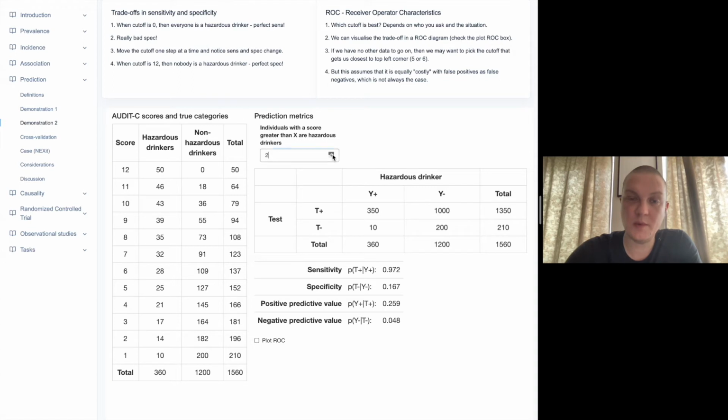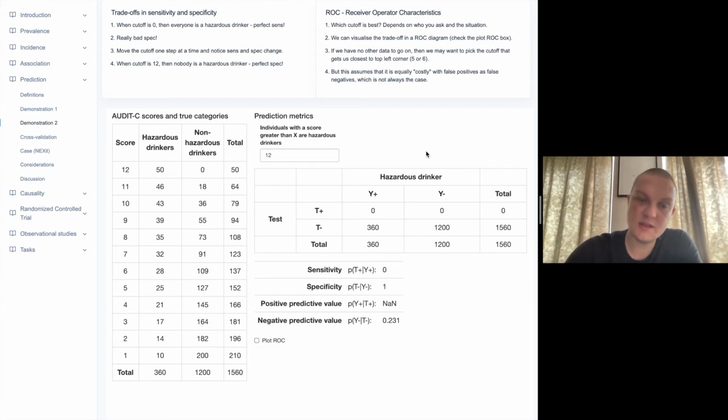And as we continue up, you're going to see how, let's see, we go to here, 5. The sensitivity is 0.75, specificity 0.682, so they're sort of balancing each other here. As we continue, specificity gets better than sensitivity. At 8, for instance, the specificity is now 0.9, while sensitivity is 0.4. And if we go to the other extreme where we say, well, you have to have a score greater than 12 to be a hazardous drinker, well then nobody's a hazardous drinker. So the sensitivity is 0, while the specificity is 1, or 100%, because everybody is told that they're not a hazardous drinker.